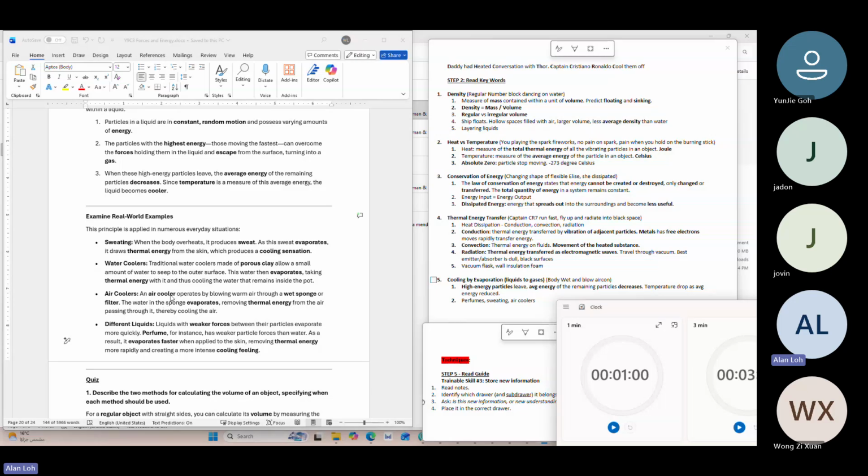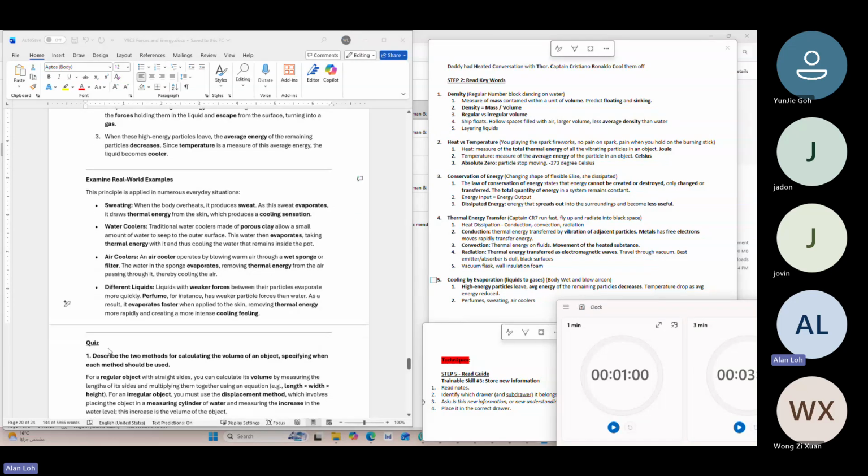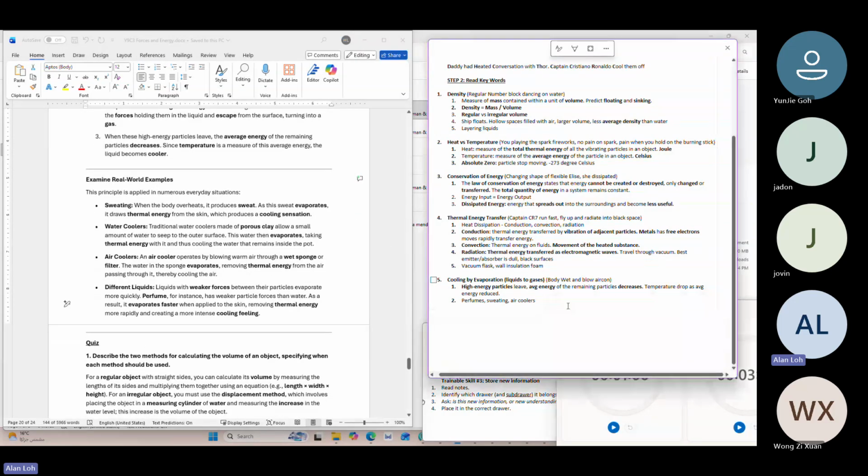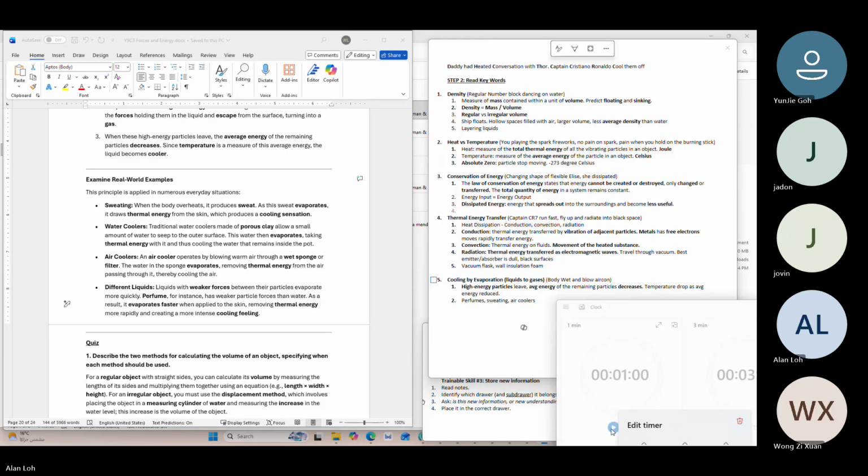There's one small part, which is the quiz. There are 10 simple questions. Right. Before that, I want you to quickly read this again from this density right until cooling by evaporations. Let's do 1 minute.